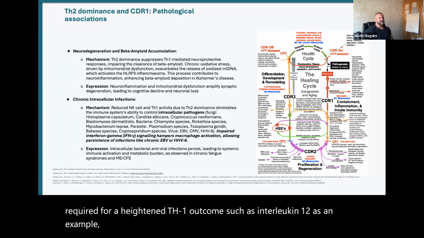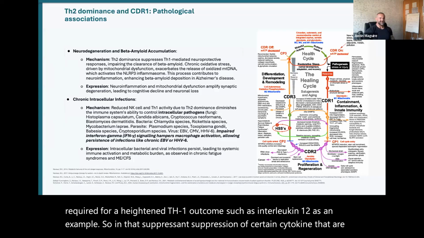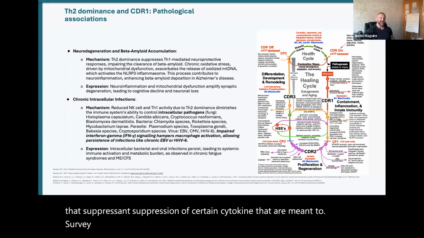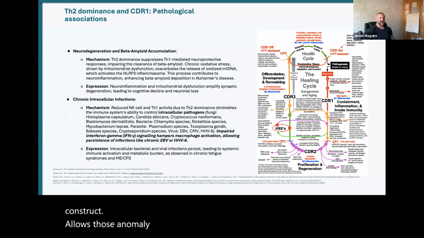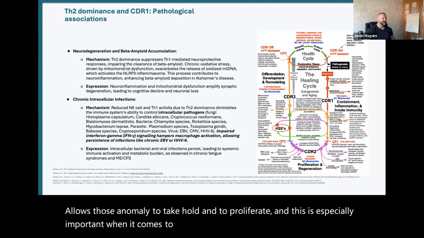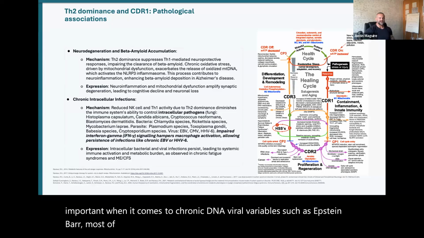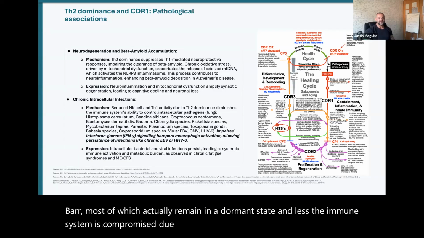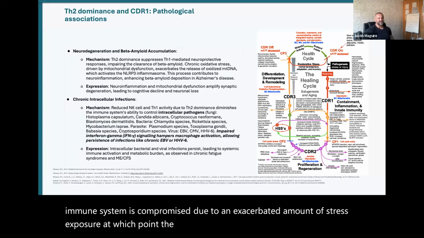So in that suppression of certain cytokines that are meant to survey and detect what anomalies are going on inside the cellular construct, it allows those anomalies to take hold and to proliferate. And this is especially important when it comes to chronic DNA viral variables, such as Epstein-Barr, most of which actually remain in a dormant state unless the immune system is compromised due to an exacerbated amount of stress exposure, at which point the immune system disarms its capacity to neutralize viral replication.